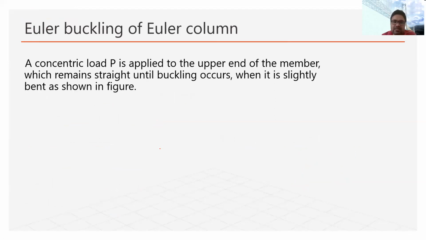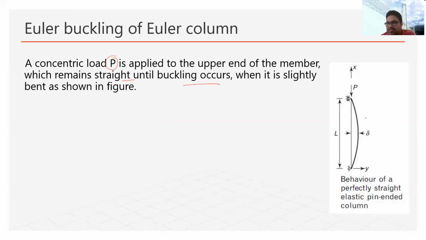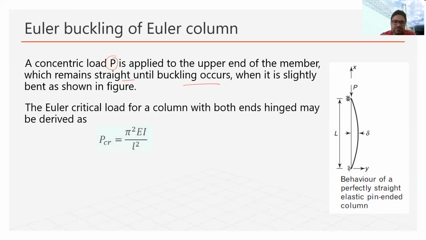First of all, we will see what theory is being applied. According to Euler, if a concentric load P is applied to the upper end of the member, which remains straight until buckling occurs when it is slightly bent as shown in the figure. So this is the case that he has considered. In this case, he has said that if P is applied until the buckling occurs, then the buckling load can be given by this formula.